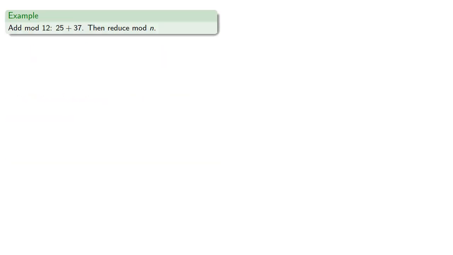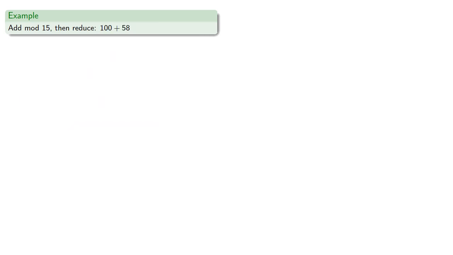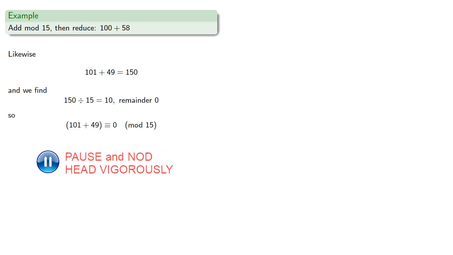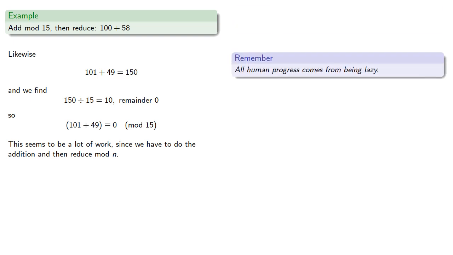Well, let's add. Since 25 and 37 are integers, we could just add them. We then find 62, and so 25 plus 37 is equivalent to 2 mod 12. Likewise, we can add, then reduce mod n. Now, this seems to be a lot of work since we have to do the addition and then reduce mod n. So remember, all human progress comes from being lazy.